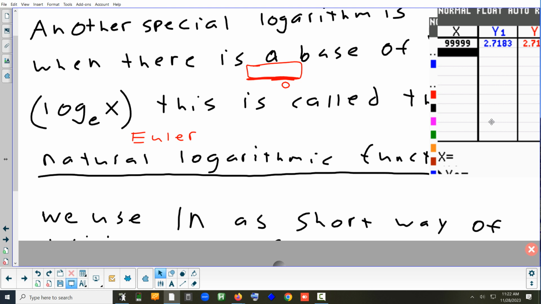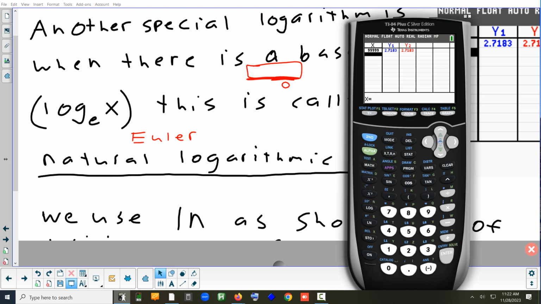Is it always lowercase ln or can it capitalize? No, it's usually lowercase. Sometimes when they print the buttons on the calculator, they use capitals. But once you press it, it always comes up as a lowercase l, lowercase n.